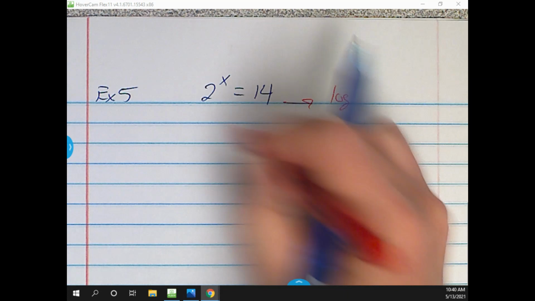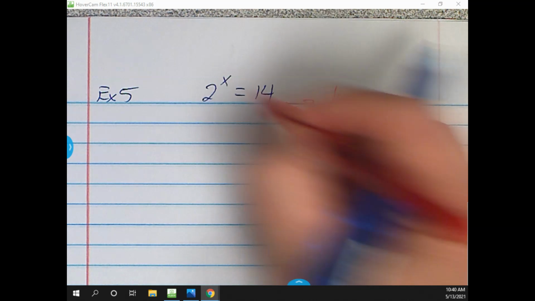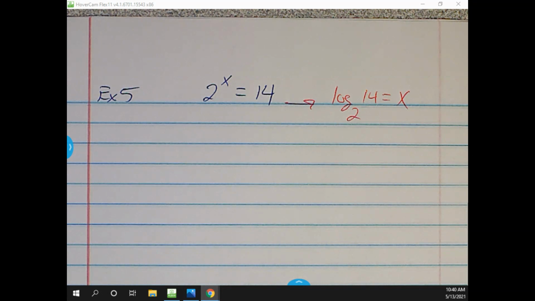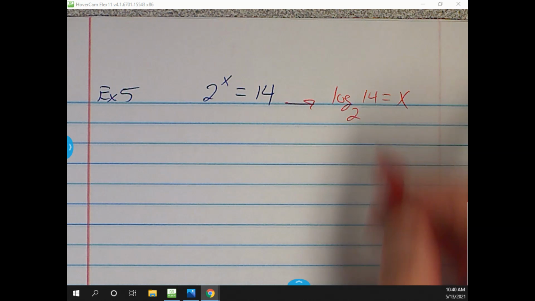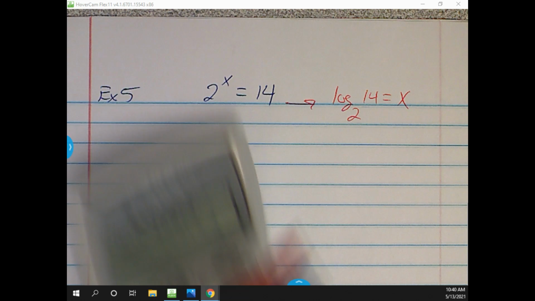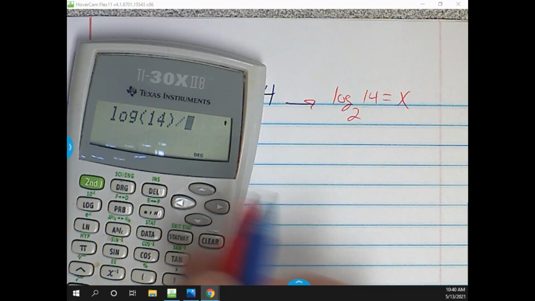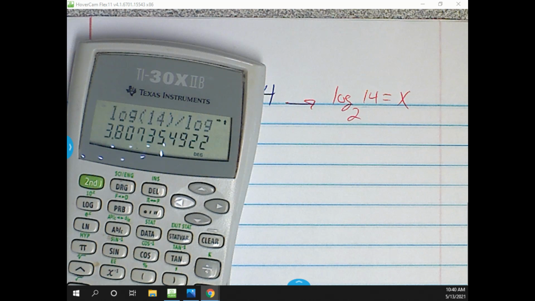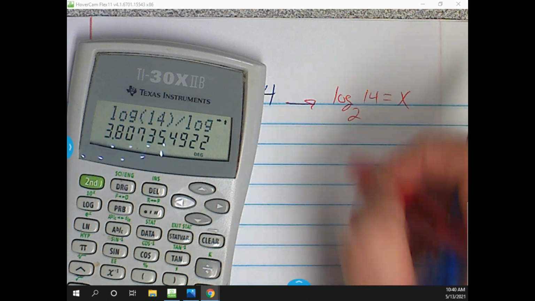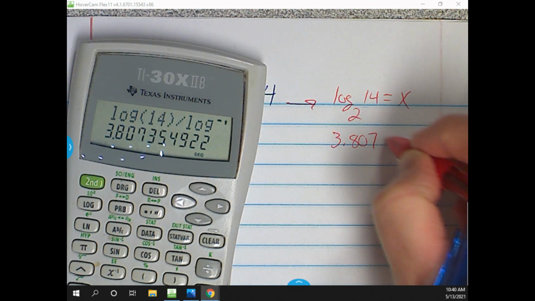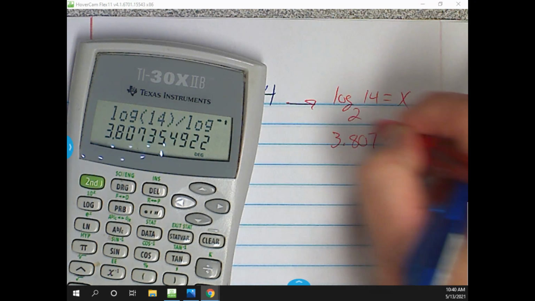So rewriting it, log base 2, we're going to switch up where the 14 and the x are. All right, and then as soon as you do that, now we can use our calculator to get that answer. So it's log of 14 divided by log of 2. Comes out to be 3.807. Correct.